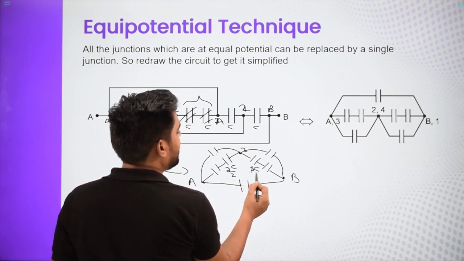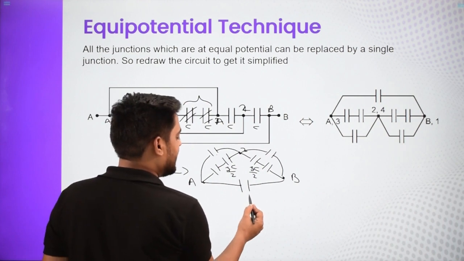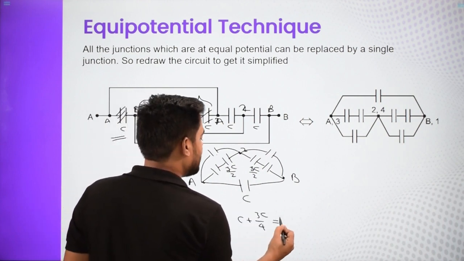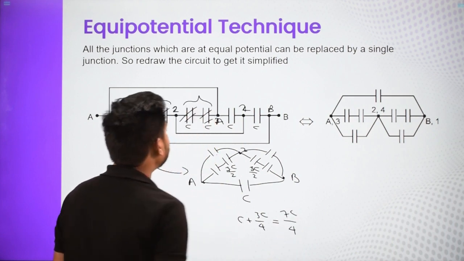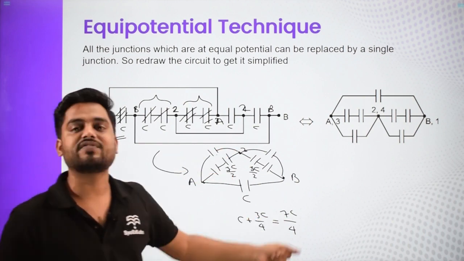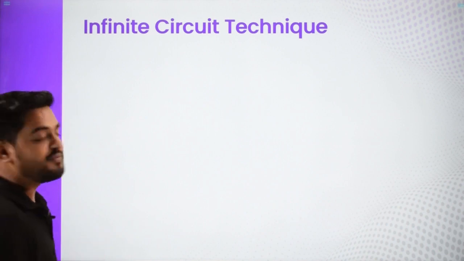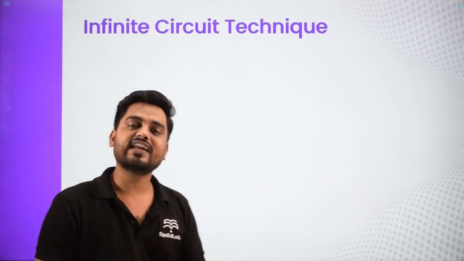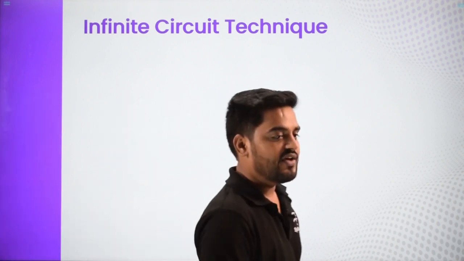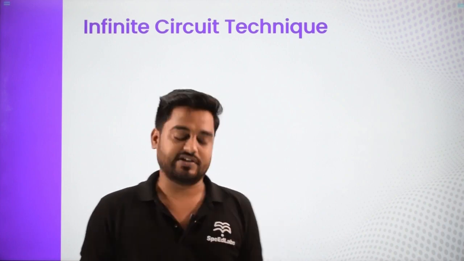This is also 3C by 2. Then they are in series. So total is 3C by 4. And then this is like C. So total is C plus 3C by 4. And eventually our answer is 7C by 4. If each of them is C, then equivalent capacitance of this entire system is 7C by 4. So this was the technique of equipotential points, where you can just rename the points which are having same potential, and they can directly be considered as a single point.